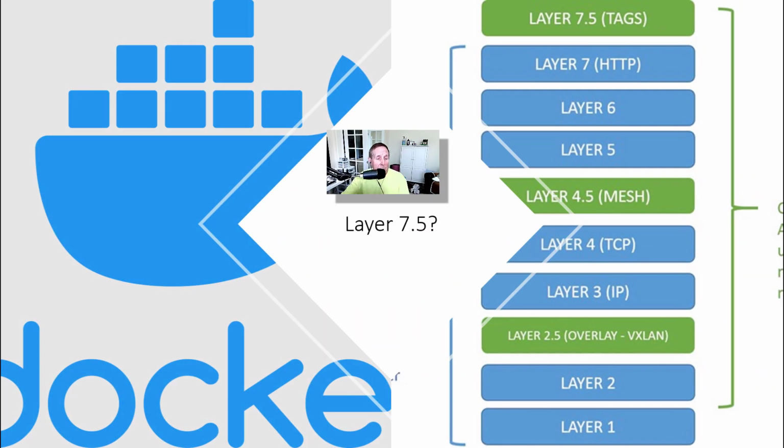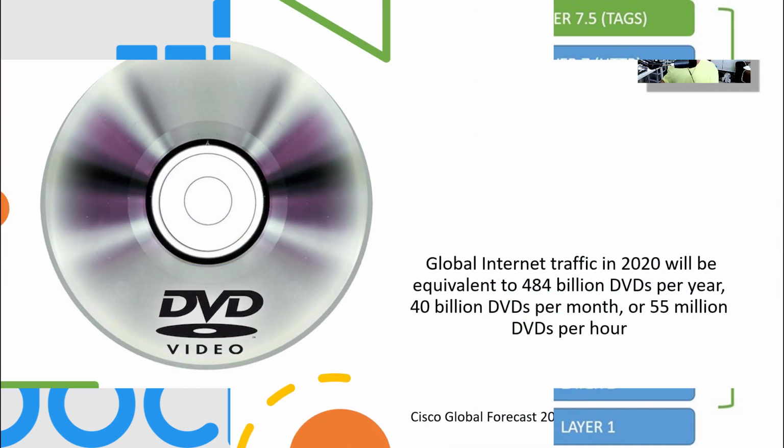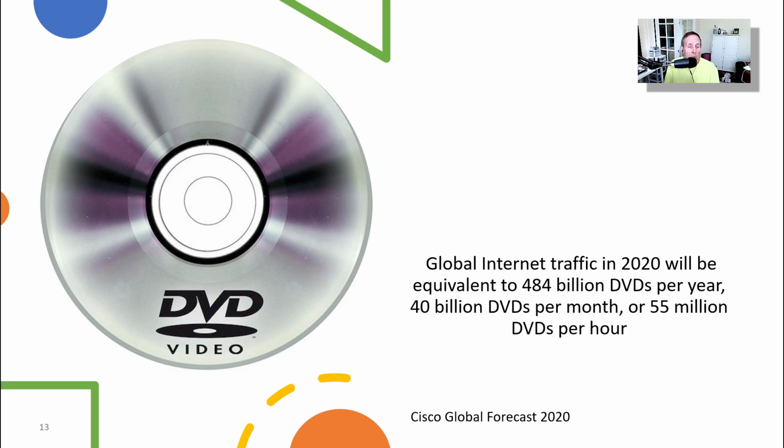proxy configuration. So just to add fun to OSI layers, with the advent of containers in the world of Docker containers, there's now discussion of layer 7.5. That's a whole other topic. According to Cisco's global forecast for 2020, global internet traffic in 2020 will be equivalent to 484 billion DVDs per year, 40 billion DVDs per month, or 55 million DVDs per hour.